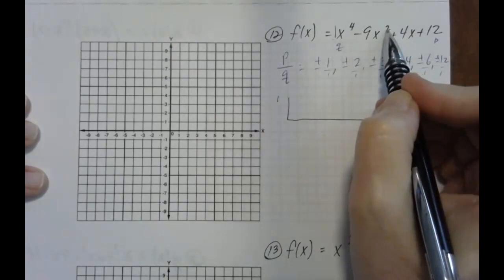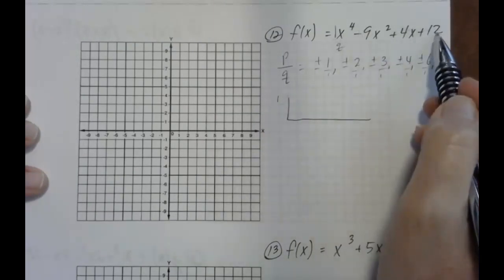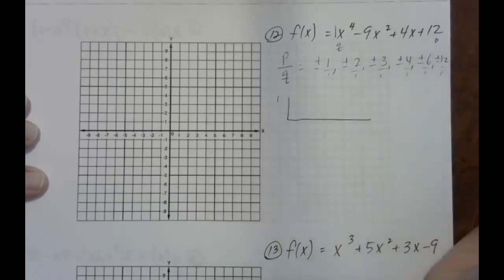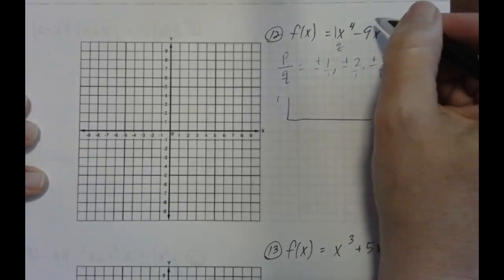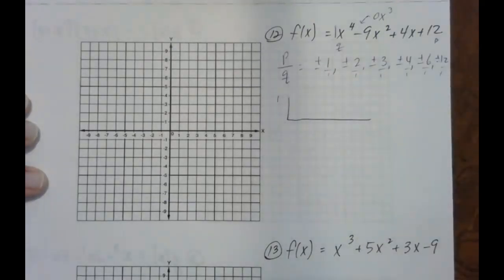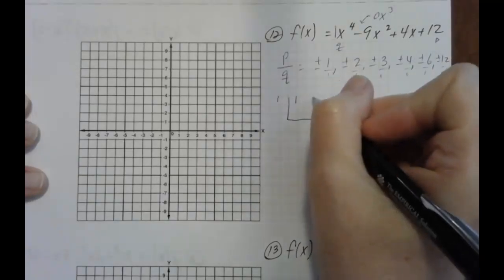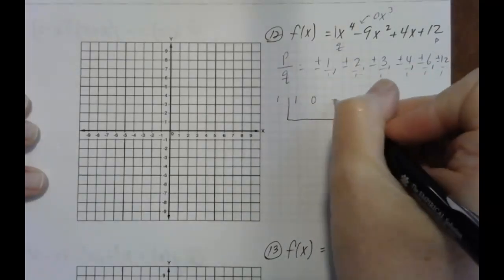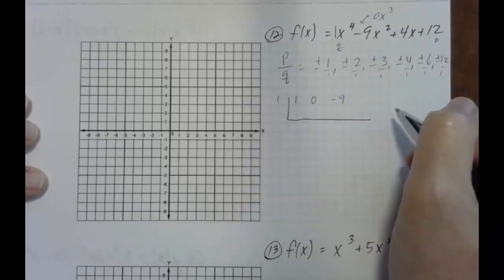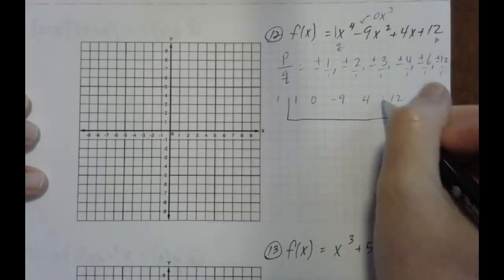4, 2, 1 and none. We are missing a power of x up here. So what do you need to do? You need to plug it in with a ghost term. So we're missing an x cubed. So put a plus 0x cubed up there. So that's going to be 1x to the 4th, 0x cubed, negative 9x squared, positive 4, and a positive 12.